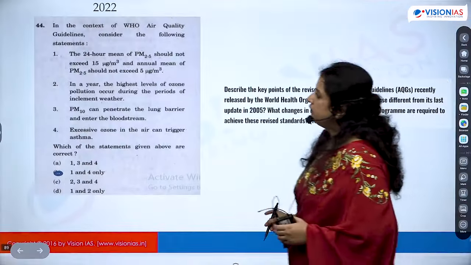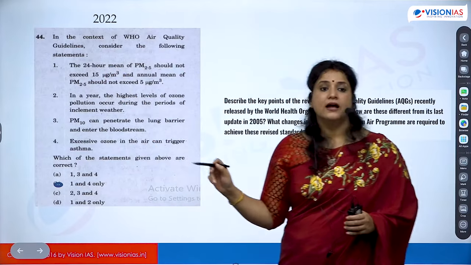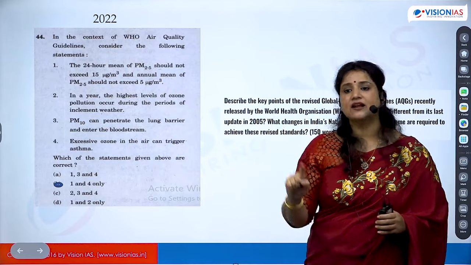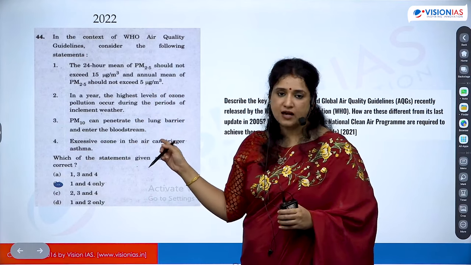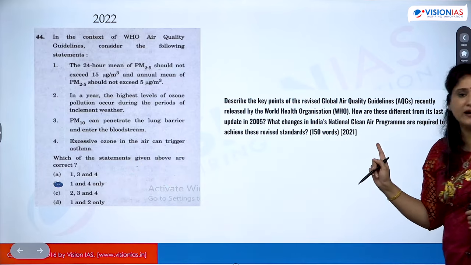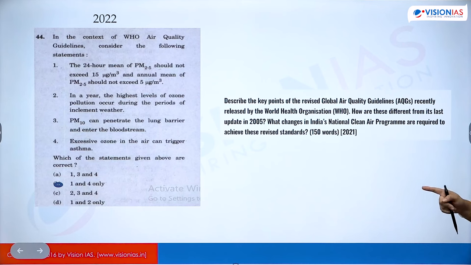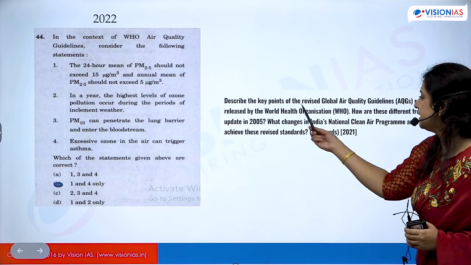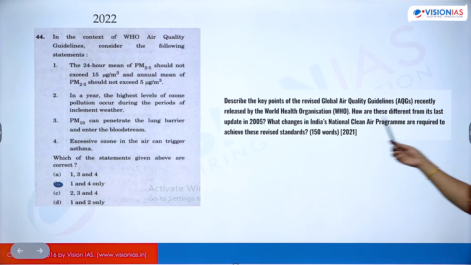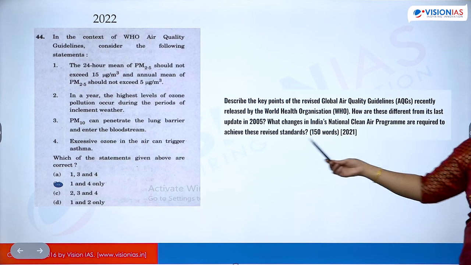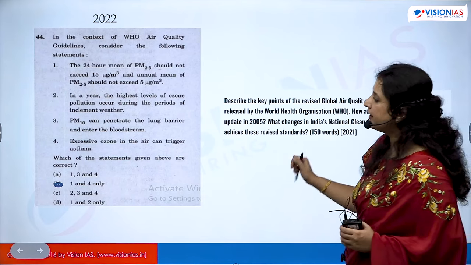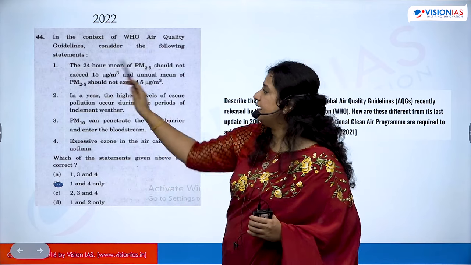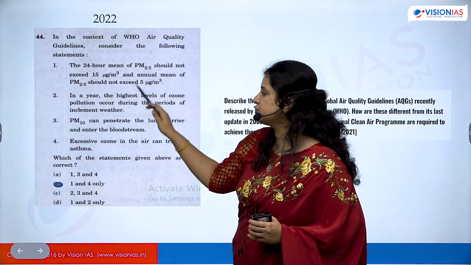Now, WHO air quality guidelines. Again, this question was asked in 2022, and in the preceding years there were hardly one or two articles on this. The main key thing is that this was asked in prelims 2022, but in mains 2021, UPSC asked: describe the key points of the revised global air quality guidelines recently released by the WHO. How are they different from its last update in 2005? What changes can India's National Clean Air Programme make to achieve these revised standards? And the standards were clearly given, and this is exactly what the question was asking: what is the standard? That means the 24-hour mean of PM2.5 should not exceed this.